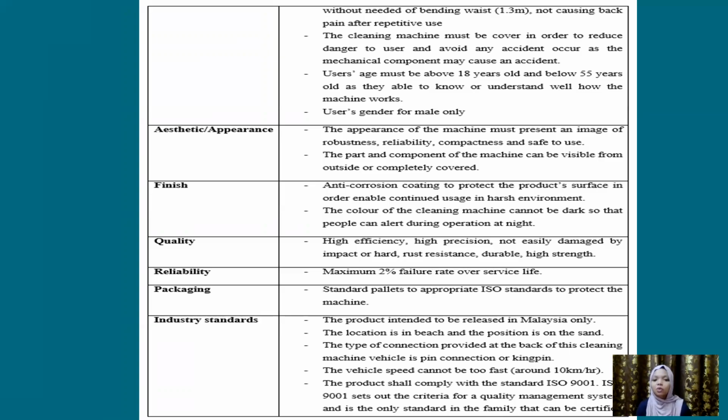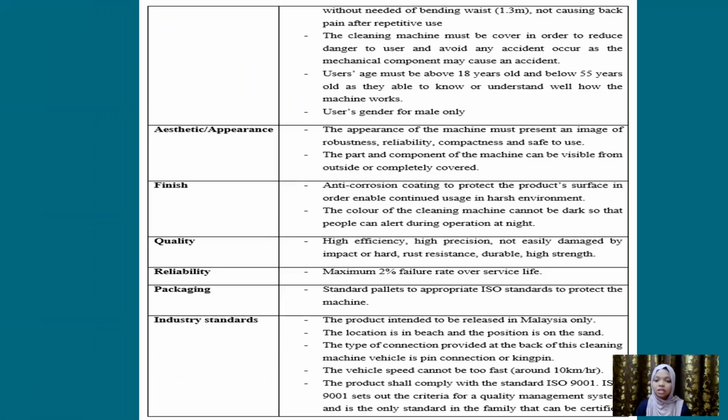For the quality, the machine must have high effectiveness, high precision, not easily damaged by impact or high rust resistant, durable, and high strength. For reliability, the maximum is 2% failure rate over the service life. For the packaging, a standard pallet to operate with ISO standard to protect the machine. And for industry standard, the product is intended to be released in Malaysia only.